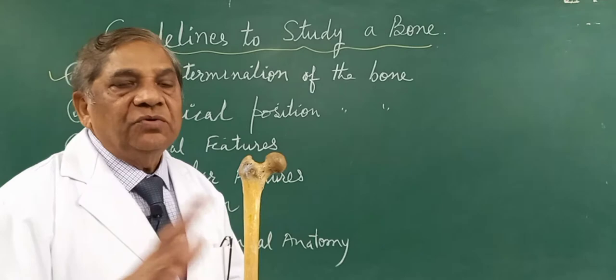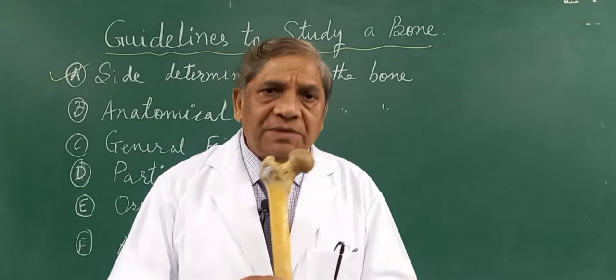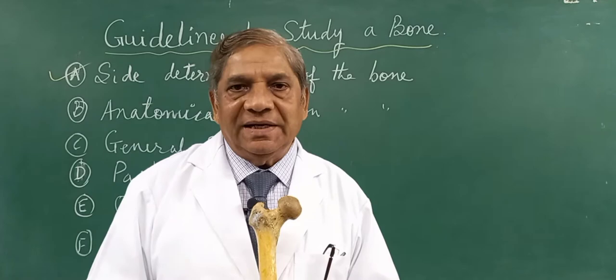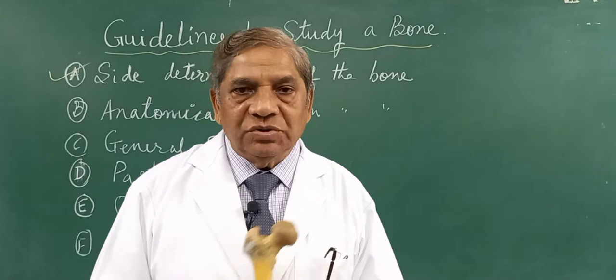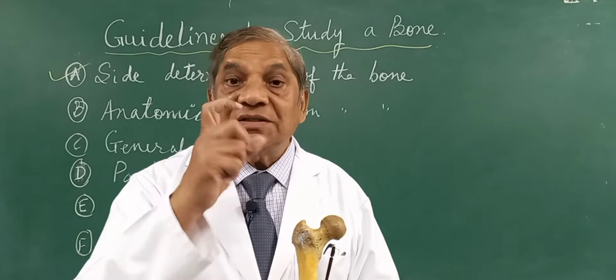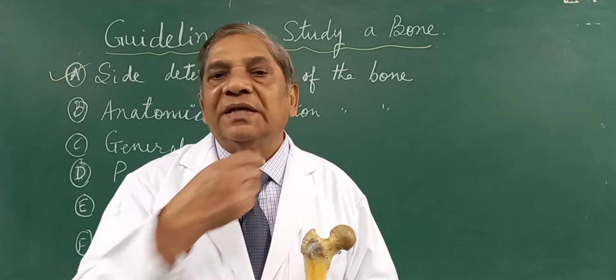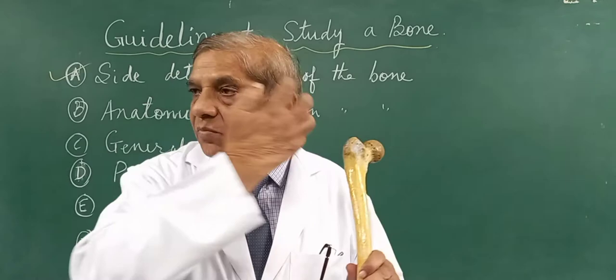Now the side determination is only true for the bones which have a right and left side. Bilateral bones are present on both sides, say the bones of the upper limb and the bones of the lower limb. The bones of the axial skeleton, most of them, are single. For example, the vertebral column bones are single. For example, the sternum is single, the hyoid bone is single. And most of the bones in your skull will also be single, except a few which are on both the sides.